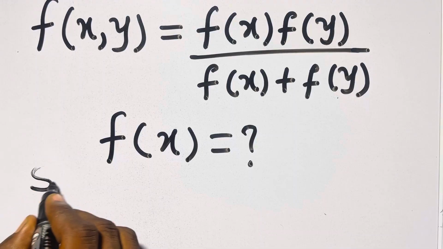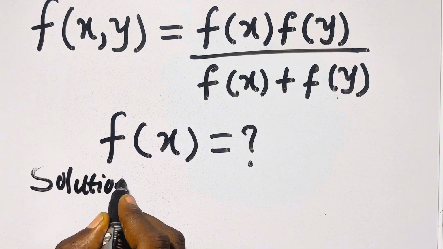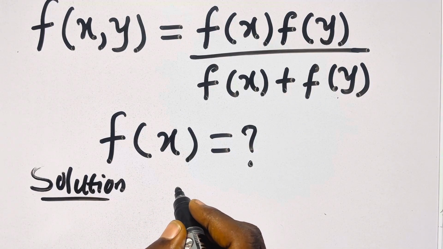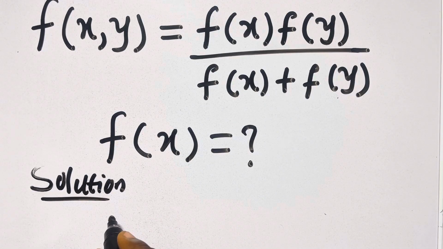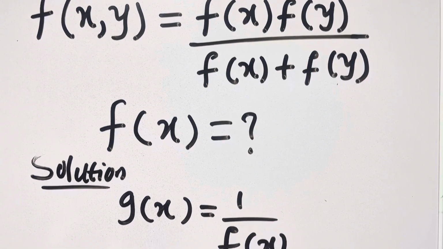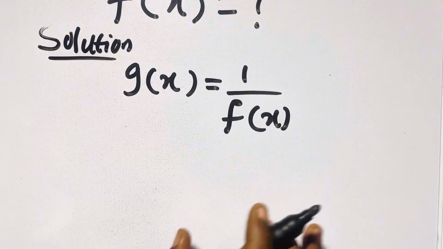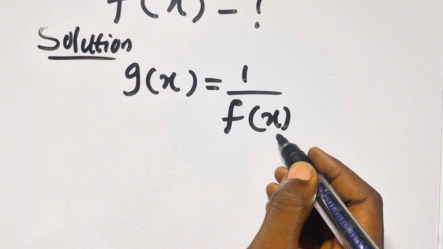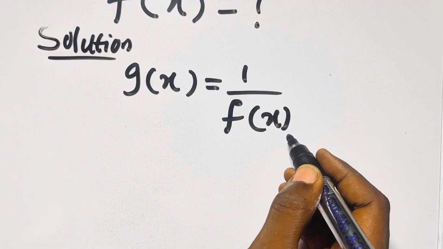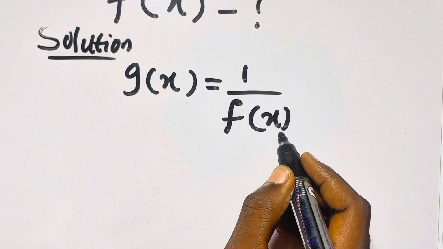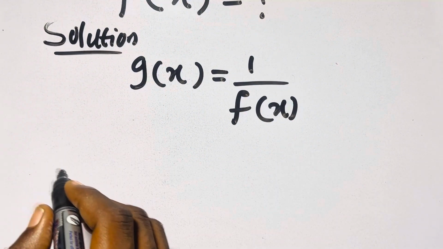So let's just say solution. The first step is to invert the function by letting another function, let's say g of x, equal 1 divided by f of x. So just a way of inverting the function. I will use g of x because I want to find f of x, and if I'm finding f of y, we will use g of y equals 1 divided by f of y. I hope you understand the logic. Alright, so let me know in the comment section.